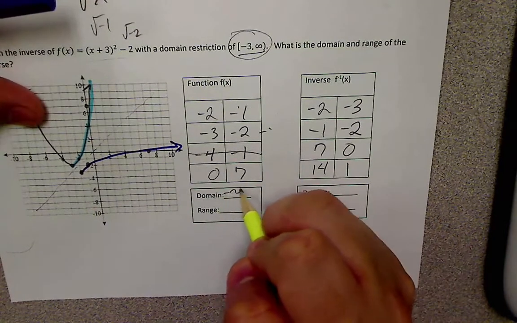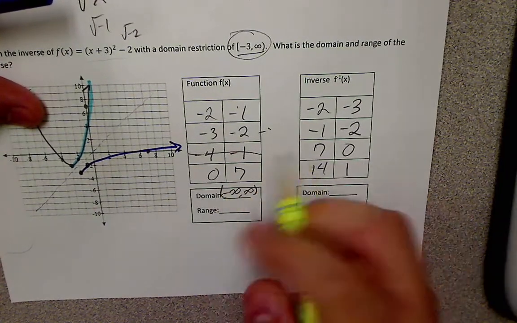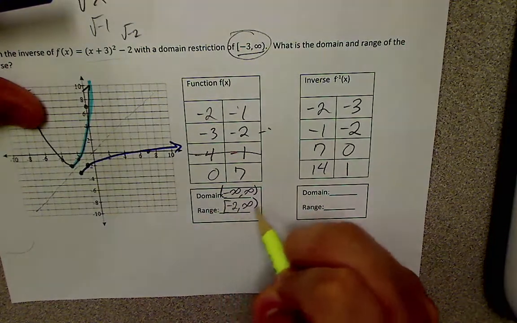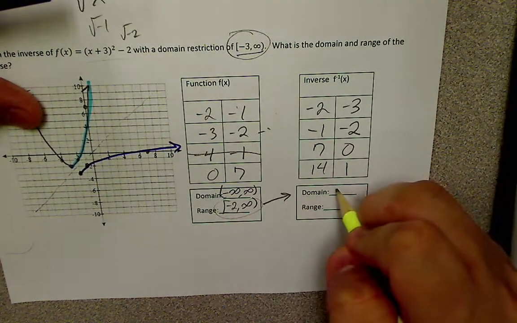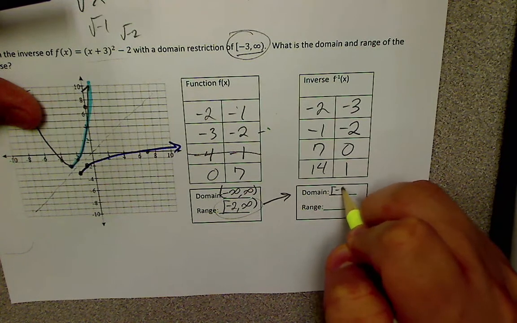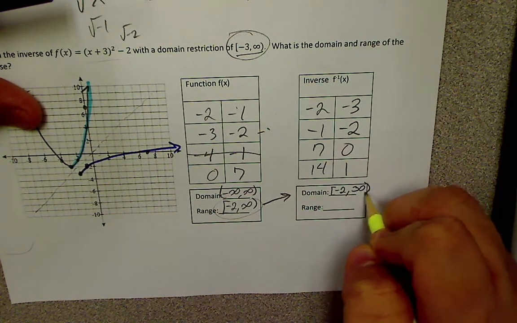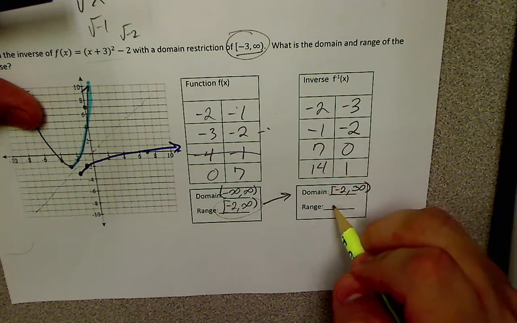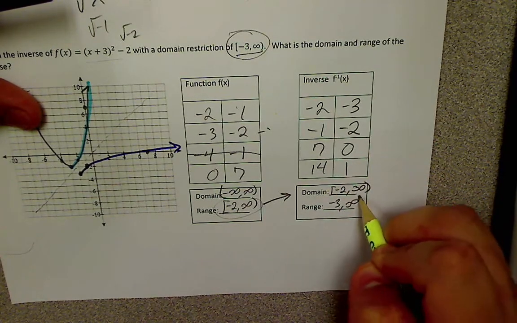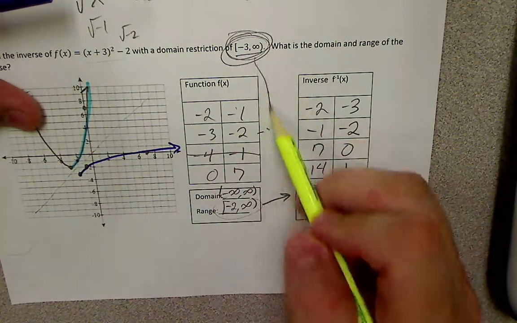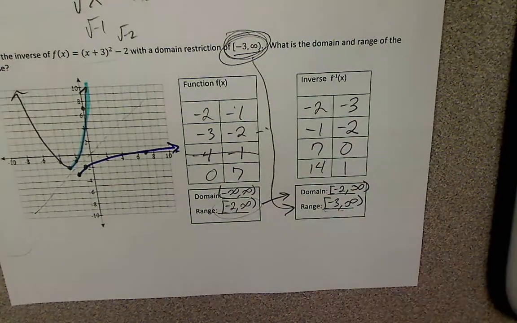So my domain here would be -infinity to infinity. My range would be -2 to infinity. And since my range is -2 to infinity, that is going to actually become my domain. And my range in this case would be -3 to infinity. Which again, if you notice, that domain restriction becomes my new range for the actual piece.